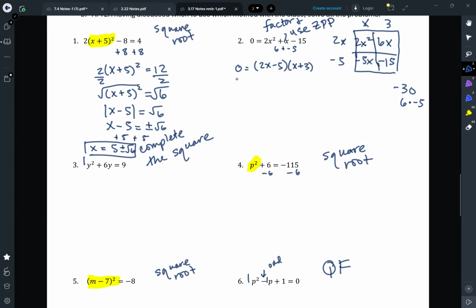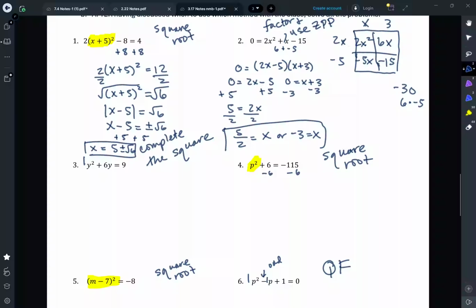And then I would make each of those factors separately equal to 0. This is that zero product property part. We want you to show all the work on this. So I'm showing adding 5 on both sides, dividing both sides by 2. So 5 halves is equal to x, or negative 3 is equal to x. All right, so that's all set here.